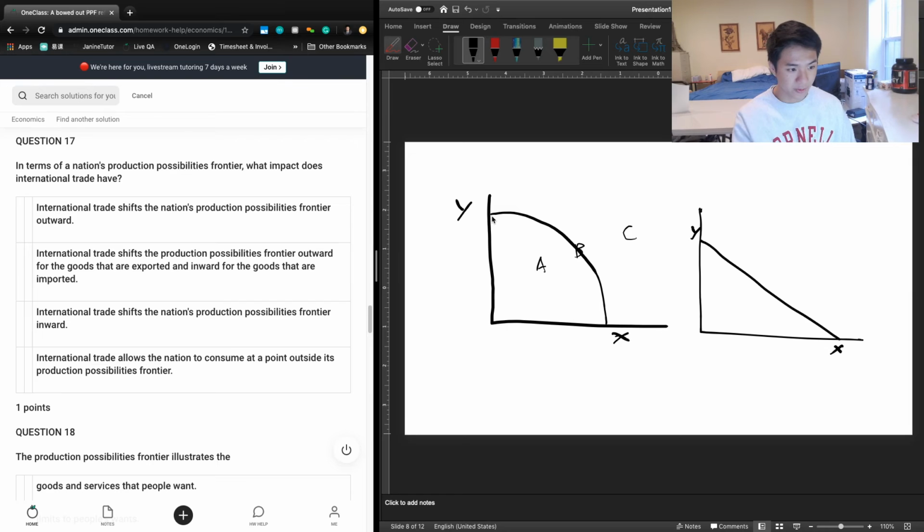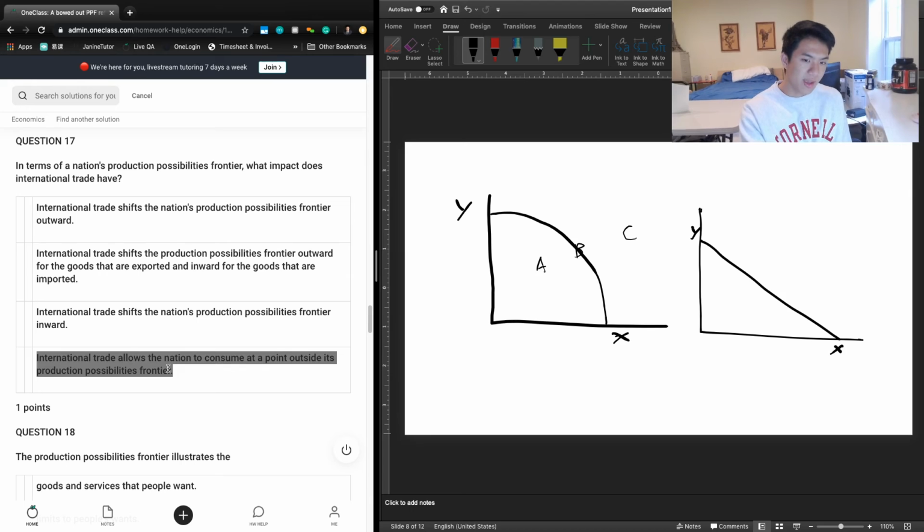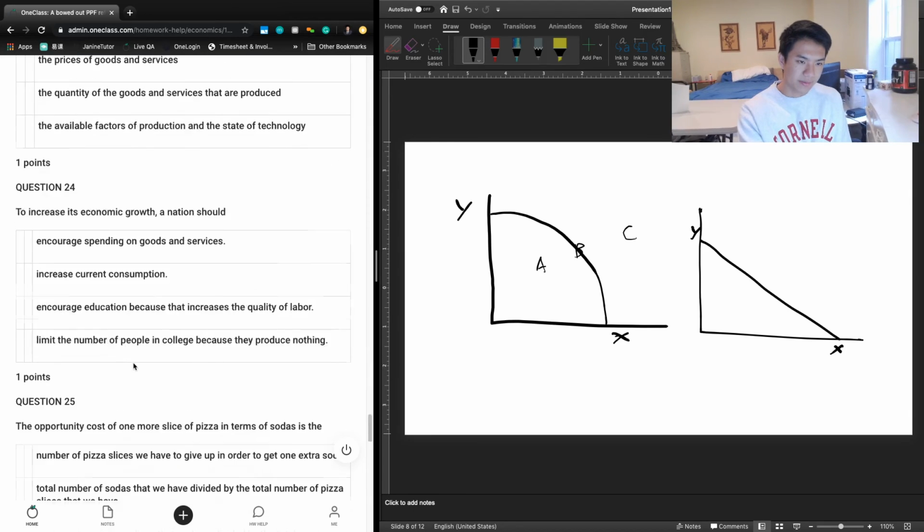The PPF still refers to domestic trade-offs, right? It does not incorporate international resources. And so the PPF doesn't move, and therefore all 3 of these answers are wrong. They all talk about shifts in the PPF. That's not the case. Trade is just allowing us to attain bundles that we would not be able to attain without it, right? And so that's going to be answer choice D. International trade allows the nation to consume at a point outside its PPF.